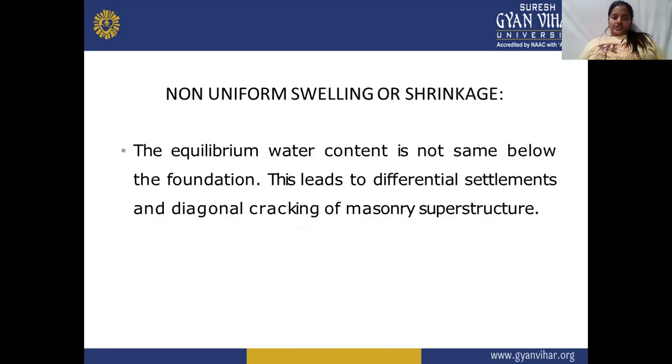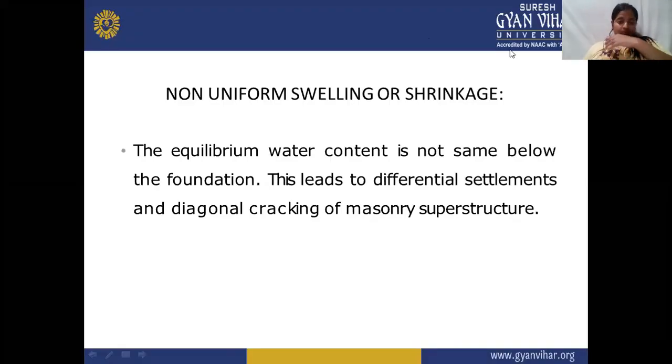Non-uniform swelling or shrinkage. The equilibrium water content is not the same below the foundation, and this leads to differential settlement and diagonal cracking of the masonry structure. And we know that a masonry structure has less strength when compared to a reinforced concrete structure. So the weakest point is usually considered to be the masonry superstructure.